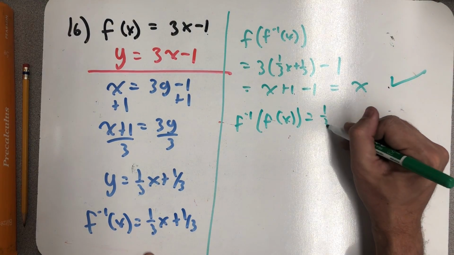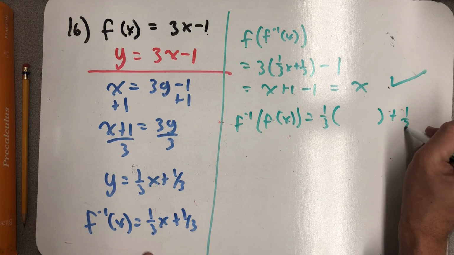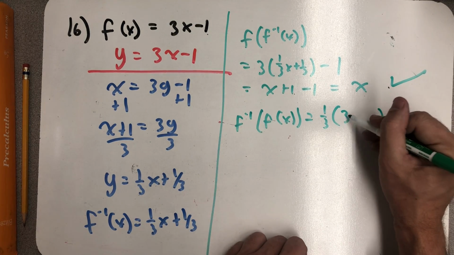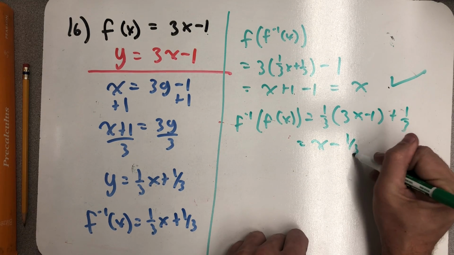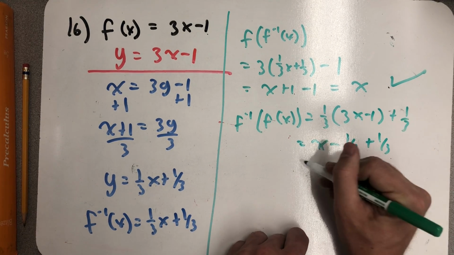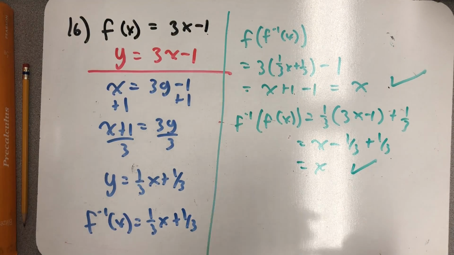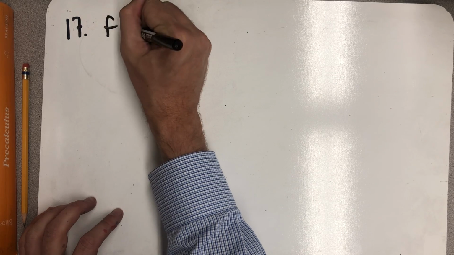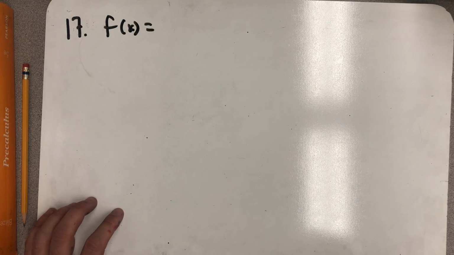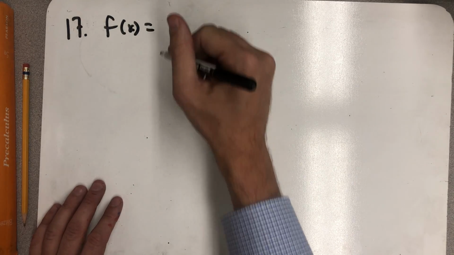f inverse is 1/3 times something plus 1/3, and the function f goes in there. And when I distribute that through, I get x minus 1/3, still with that plus 1/3 on the outside, and I get x. And everything's all well and good there in number 16. 17 comes with the same set of instructions. This time the function f of x is called x cubed plus 2.